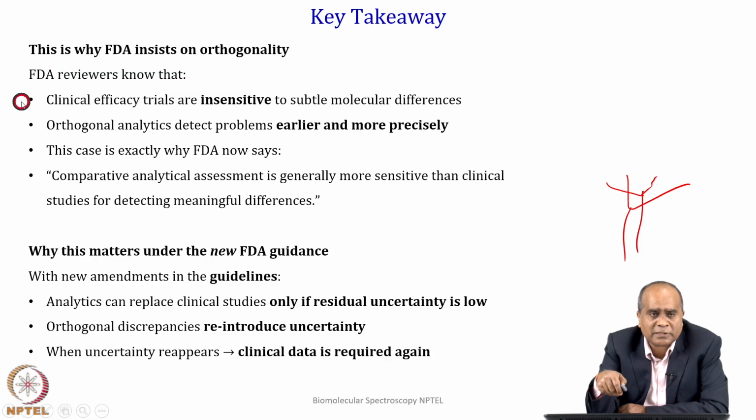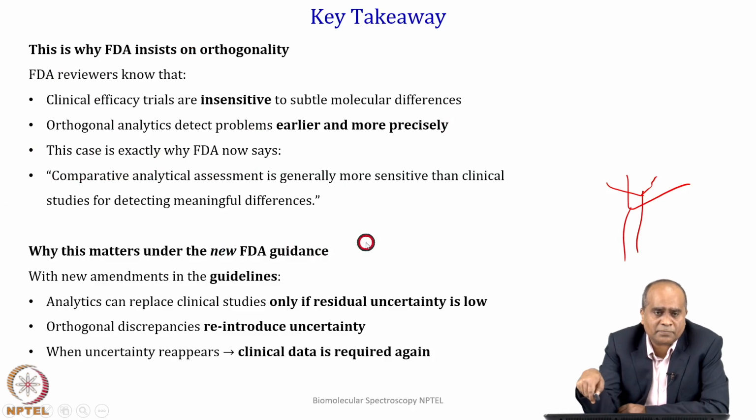That may not have too much clinical efficacy impact, but you can look at a structure and find out that your methyl side chain is rotating or more flexible, and that could have some implication in aggregation and long term impact. So, this is why FDA now says comparative analytical assessment is generally more sensitive than a clinical study for detecting meaningful differences. So, new guidelines are emerging from FDA insisting on a robust, comprehensive, comparative analytical assessment, right.